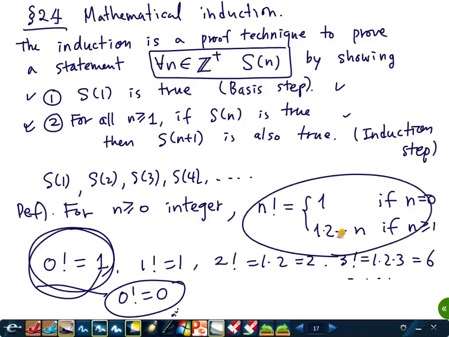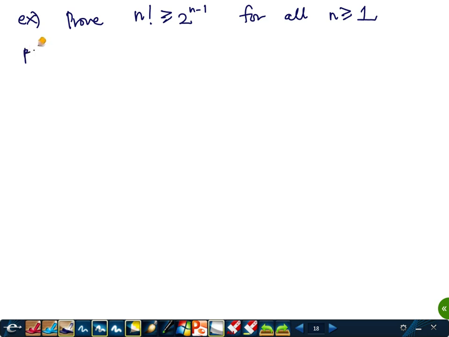Anyway, we know what factorial is. So now let's prove this. Prove n factorial is greater than or equal to 2 to the n minus 1, for all n greater than or equal to 1. Actually, n factorial grows very, very quickly. This one also grows very quickly, but factorial is even quicker than this. Proof.